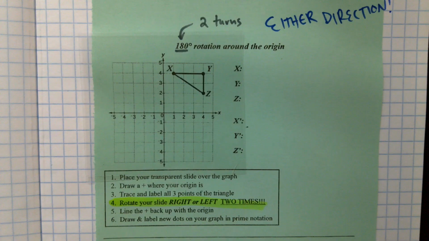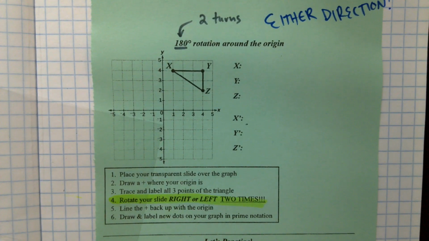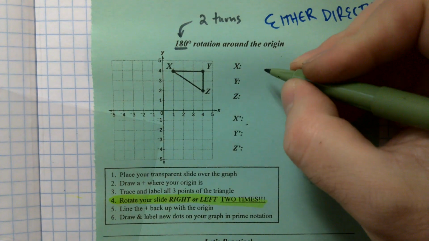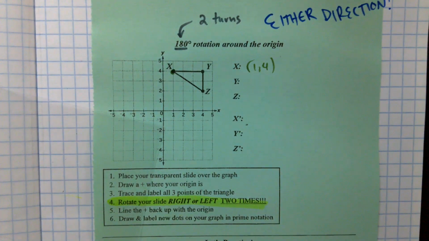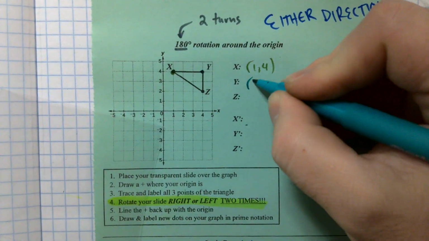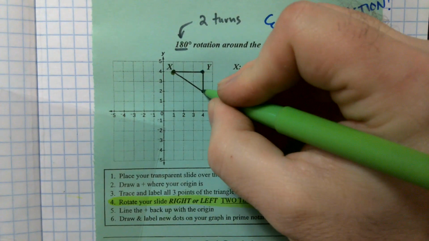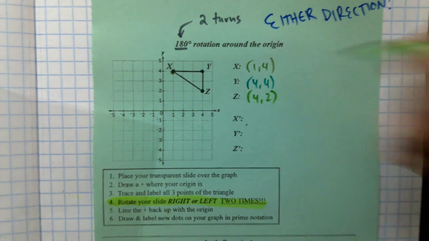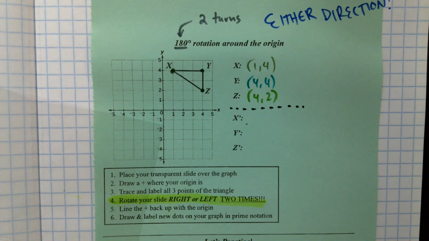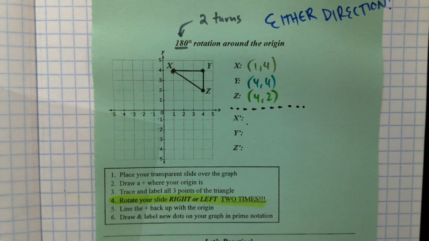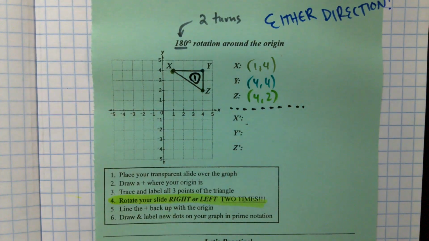Okay. I'm going to put my slide over, let's get our pre-image coordinates. Again, they're the same. X is at 1, 4. Y is at 4, 4. And Z is at 4, 2. Alrighty. What am I going to throw inside this triangle again? A 1.